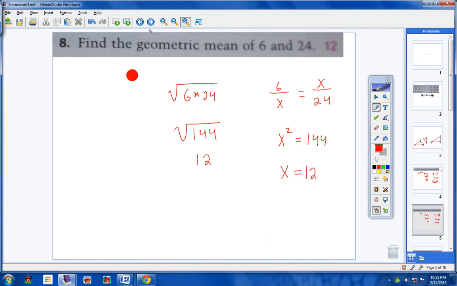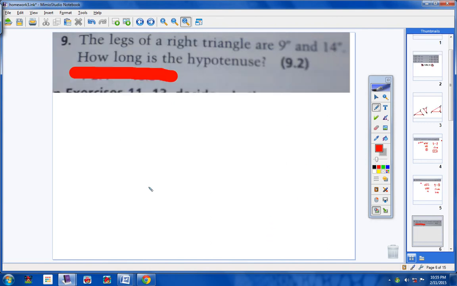Alright? Okay, number 9. The legs of a right triangle are 9 and 14. How long is the hypotenuse? Now, students, that's going to be Pythagorean's theorem. That's really simple, okay? Look, here's my right triangle. I don't care if it's drawn to scale. One leg is 9 inches. One leg is 14 inches. How do I find the hypotenuse?